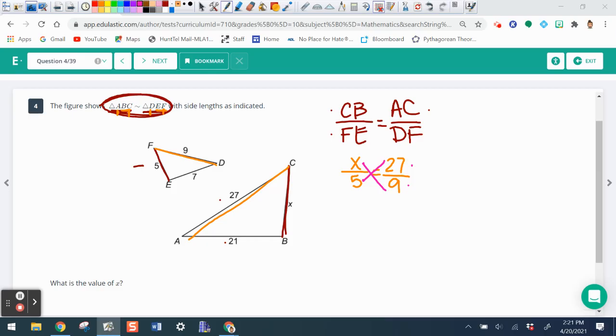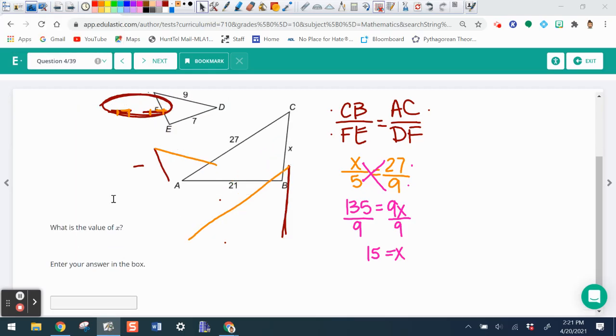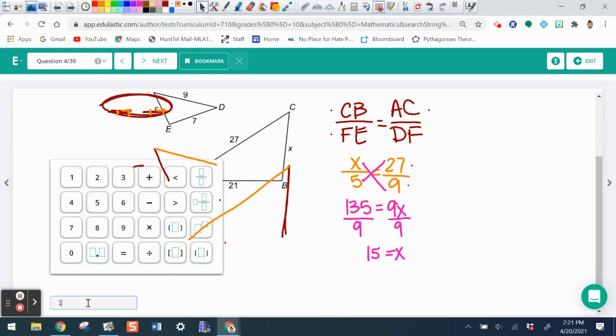So we'll multiply 27 times 5, which is 135, and 9 times x, which is 9x. Then divide 135 by 9 to solve for x, and we get probably what many of you were thinking, x equals 15. So just using a proportion here, you could have used a scale factor if you prefer. The value of x is 15.